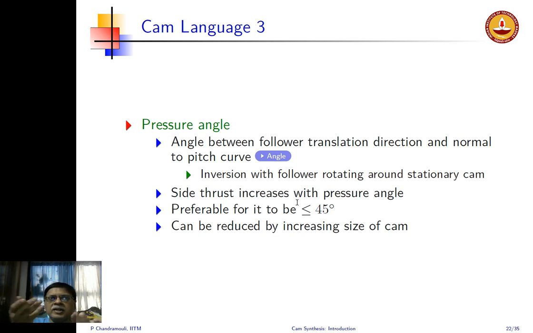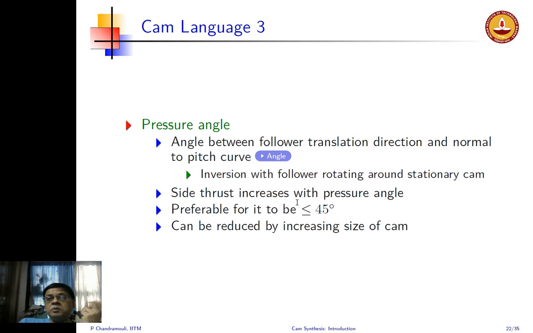So when you look at cam design, earlier when we synthesized linkages, we saw the transmission angle between the coupler and the output link. Same case here: we do the design, then we check the pressure angle, which is the angle between the translation axis and the normal to the pitch curve at the point of contact. We want to ensure that it is small, so that the side thrust is small. So this has to be checked.